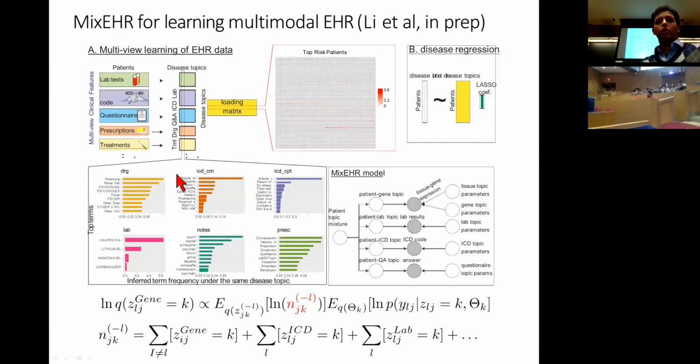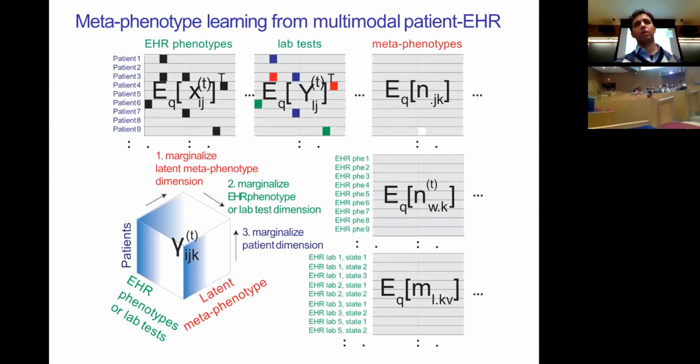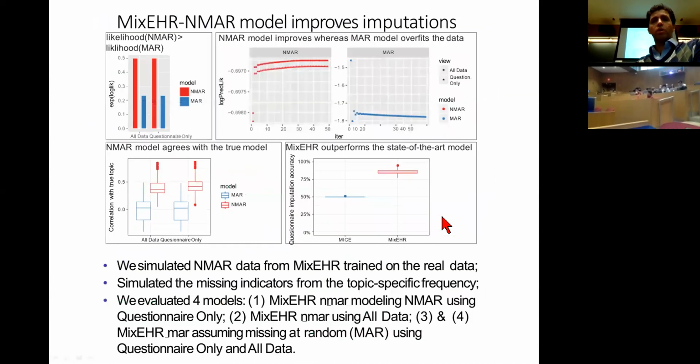So cutting across this, you can basically see DRG codes, ICD-9 codes, lab prescriptions, clinical notes, and medical prescriptions. And then sort of have this hierarchical model that allows you to, at the top level, infer the meta-phenotype. And then within each of the data modalities, infer the sort of topic-specific meta-phenotype. Again, partitioning this phenotypic matrix into each of those components.